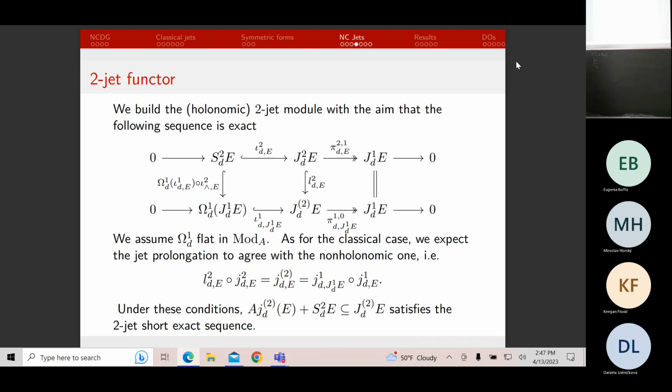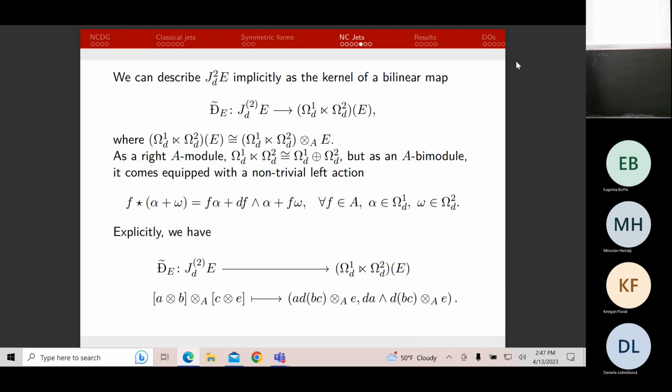But okay, we are not completely satisfied with it. In fact, we would like to see it implicitly as the kernel of this bilinear map that goes from the non-holonomic 2-jet to this special module, which is a tensor. So it can be interpreted as a tensor functor as well. And it's such that as a right module, it's split, but as a left module, it has this strange action which mixes the values. So it has the standard action plus a central term which mixes the two grades. Okay, it turns out that the 2-jet is the kernel of this map.